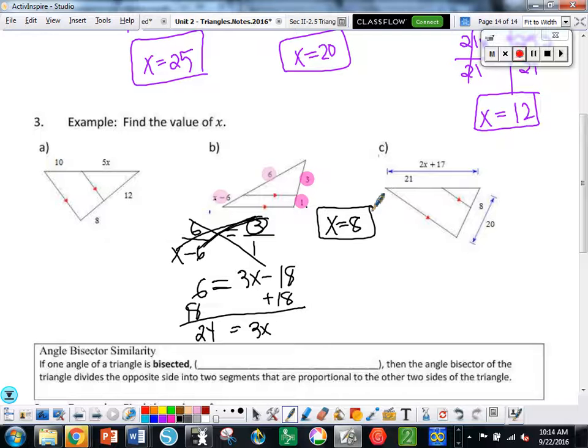What about part C? If we're setting up the corresponding pieces on this one, we could put the 20 with the 2x plus 17. Is that okay? That's fine. What else would we have to match up? Would we match up the 8 with this or the 21 with that? Which one's easier to find? Is it easier to find this missing piece or that one?